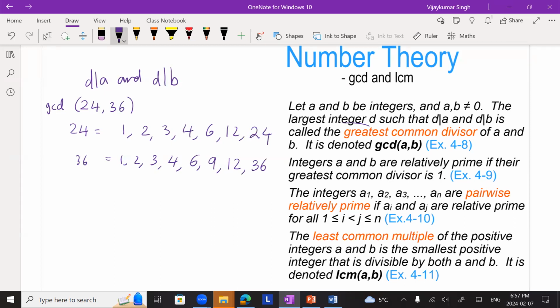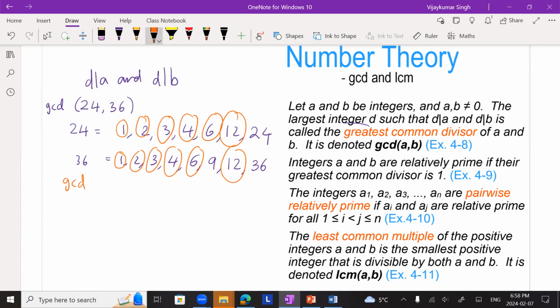All right. So now, let's look at the following. We have a bunch of divisors which are common divisors. So 1 is a common divisor, 2 is a common divisor, 3 is a common divisor, 4 is common, 6 is common, and 12 is common. Among them, what is the largest divisor which is common? 12. So therefore, GCD of this is 12. So this is the idea behind GCD of two numbers.